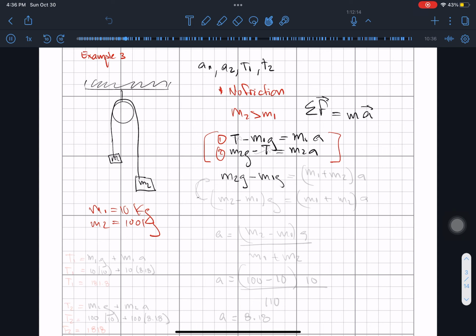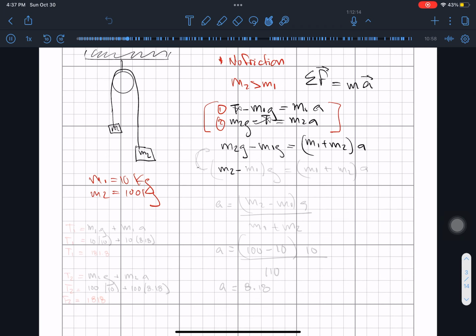Minus m1g equals, the tensions will cancel out, m1 plus m2 times the acceleration. This is the same as saying mass of 2 minus mass of 1 times the gravity equals mass of 1 plus mass of 2 times the acceleration. These two equations are the same.